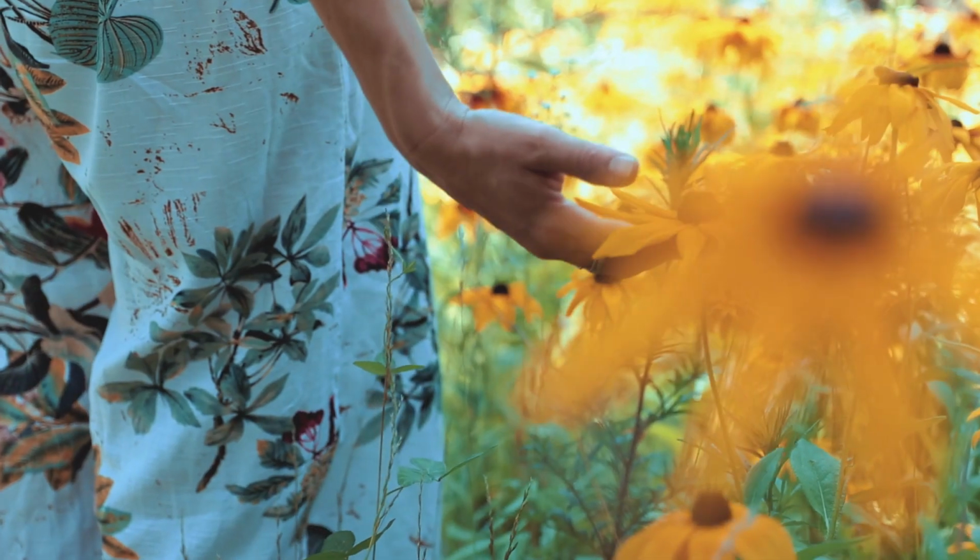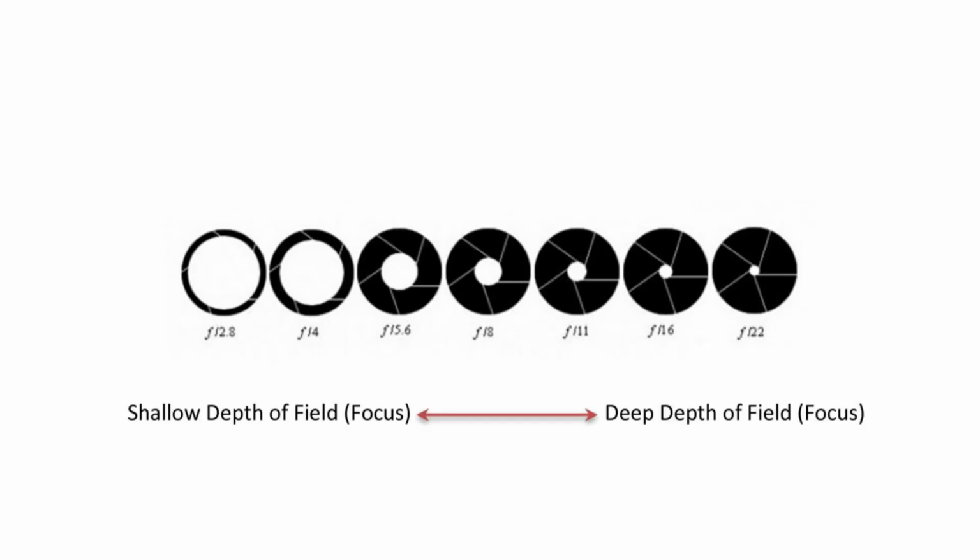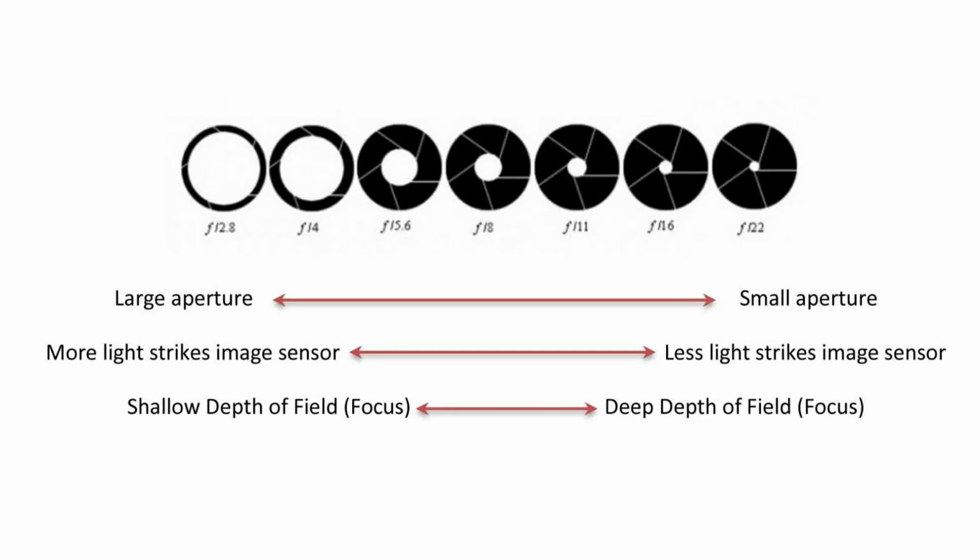The aperture also affects the depth of field in your images, which is the area in focus. A larger aperture creates a shallower depth of field, while a smaller aperture creates a deeper depth of field. Remember this: lower f-stop, more light, and shallower depth of field; higher f-stop, less light, and deeper depth of field.